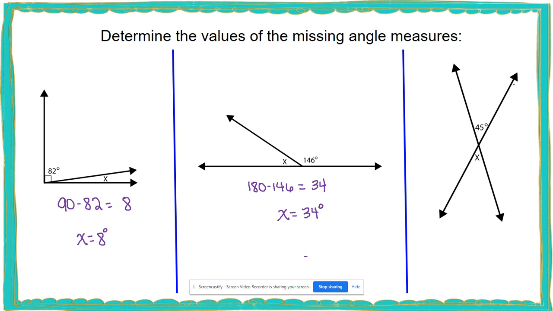Now for these angles, I notice that I have two intersecting lines. And when I have two intersecting lines, I know that those will always create vertical angles. Vertical angles are those angles that are across or opposite from each other. In this case, x is opposite from 45 degrees. That means that these two angles are vertical. And what I remember about vertical angles is that all vertical angles are congruent. So if this angle is 45 degrees, then this angle is also 45 degrees. That means that the value of x is 45 degrees.